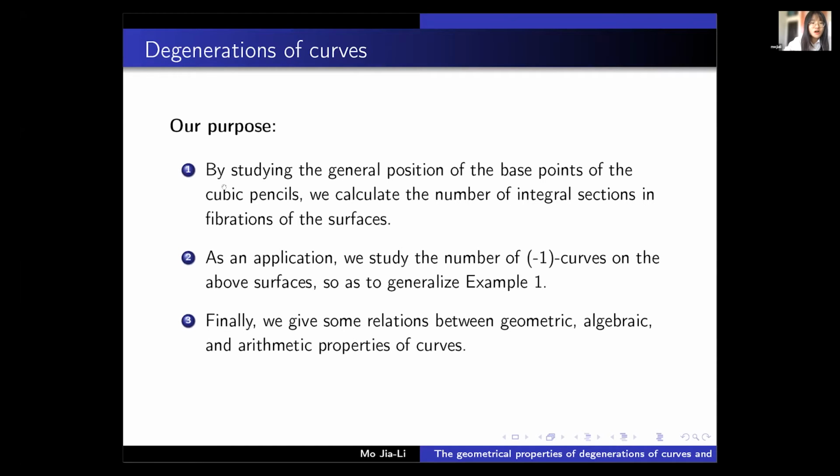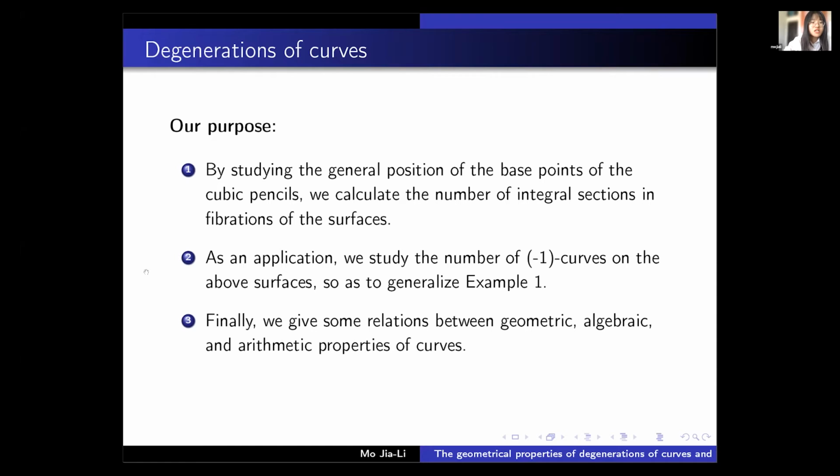Here is what I want to accomplish. My purpose is that, first, by studying the general position of the base points of the cubic pencils, we calculate the number of integral sections in fibrations of the surface. Second, as an application, we study the number of -1 curves on the above surface, so as to generalize example 1. This is very important. Finally, we give some relations between geometric, algebraic, and arithmetic properties of curves.